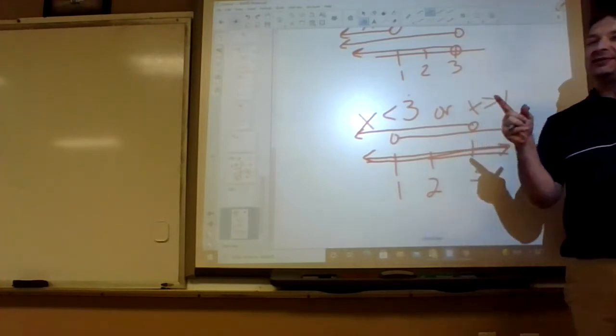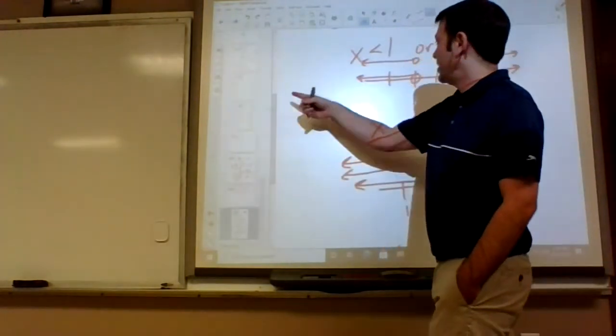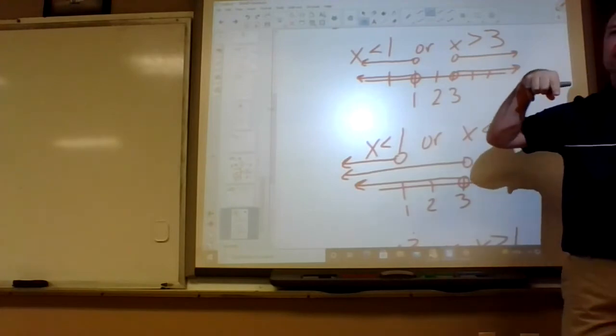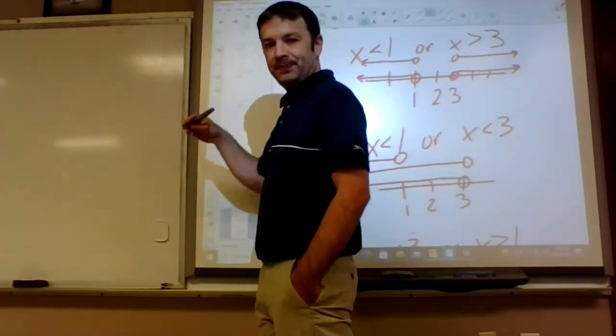Okay, so yesterday's weird one was the no solution. When they used the and, this situation was no solution. Today's weird one is all real numbers. Sometimes you can get every number. Okay, guys got it? Ready to go?